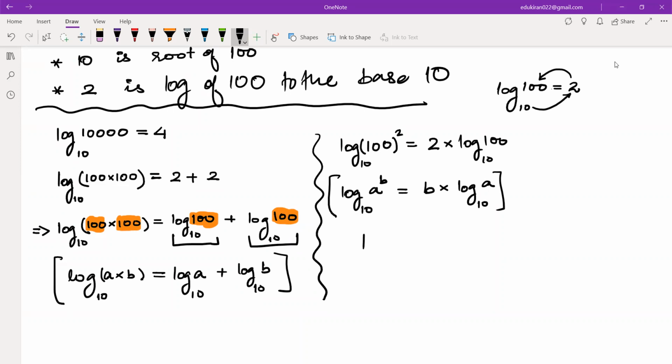Okay. Now you tell me, log of 1 to the base 10, it will be equal to how much? That means 10 to the power how much will be equal to 1, Hiba? 10 to the power x is equal to 1. What is x?